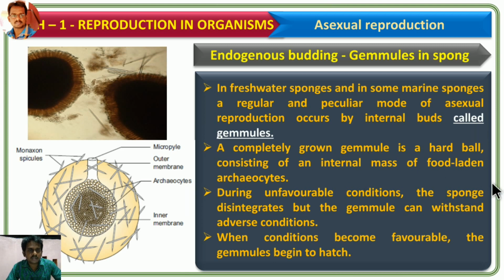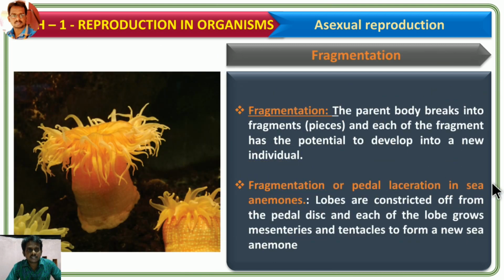So next we move on to another kind of asexual reproduction called fragmentation. Fragmentation is nothing but the parent's body breaking into smaller fragments or smaller pieces. Every piece will grow into a new individual. This is called fragmentation, normally seen in some lower organisms.